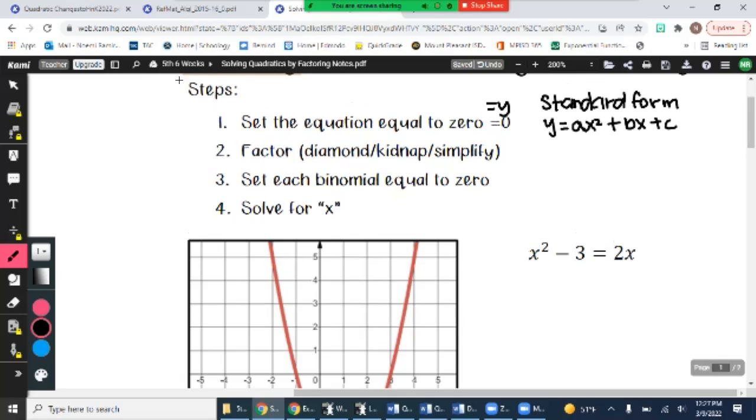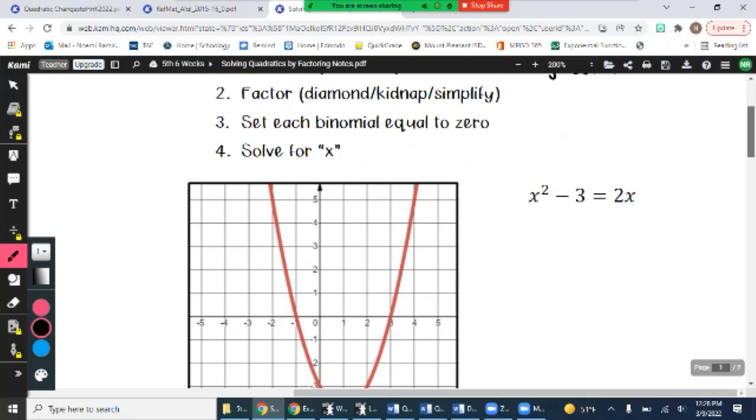You factor it by using your different methods that we used. We either went directly into the diamond, we learned how to kidnap, and we always have to remember to simplify every fraction. 3 and 4 are the brand new steps. We learned how to do 1 and 2, and we took a test over that.